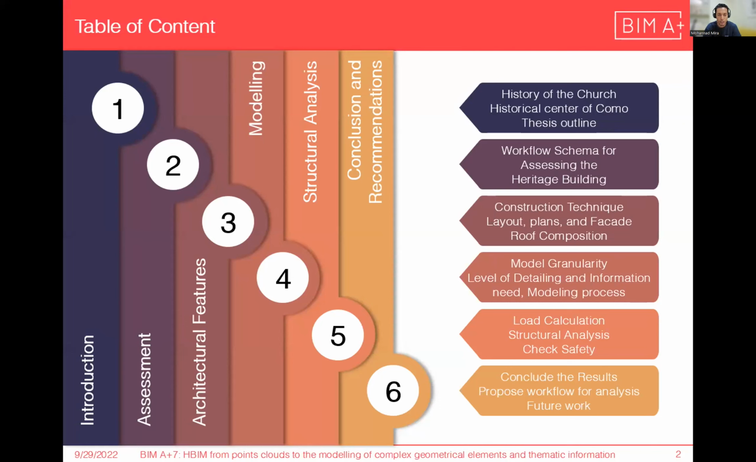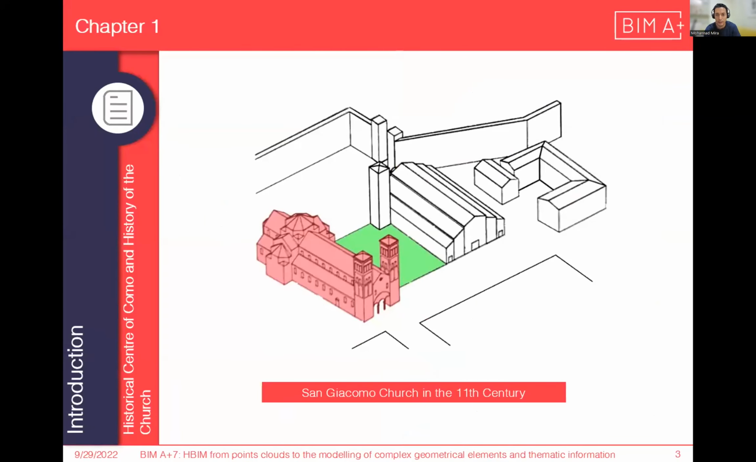My dissertation will be divided into six points: the introduction, of course, and the assessment of the church itself, the architectural and structural features of the building, the modeling process, and then the structural analysis for the sections. And then we'll have some conclusions and recommendations for future work.